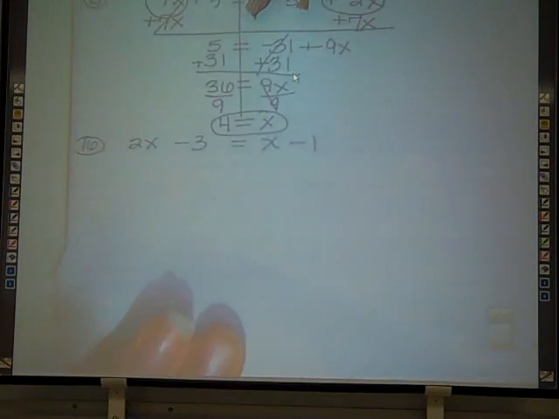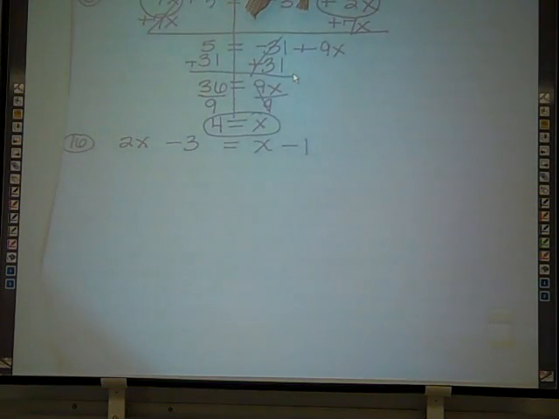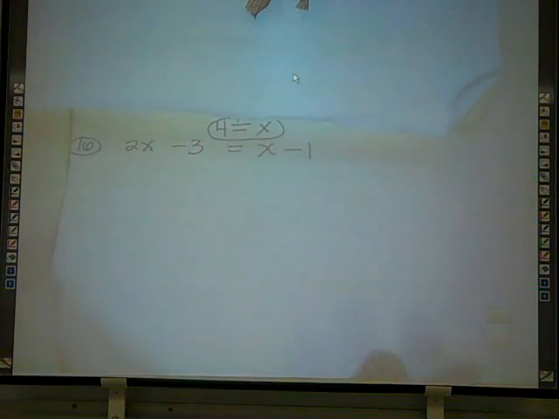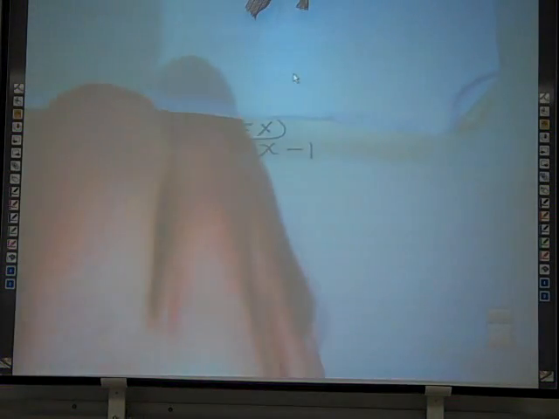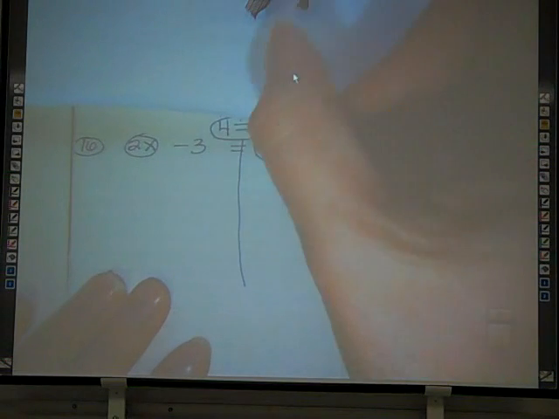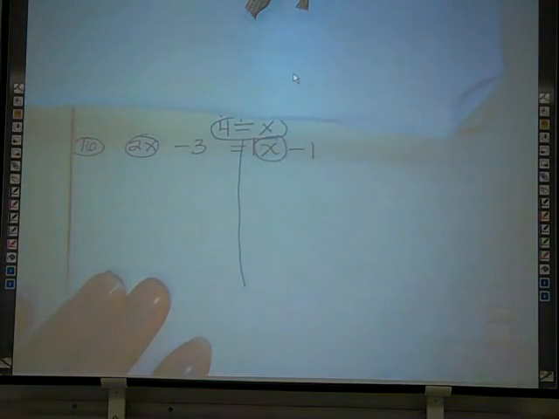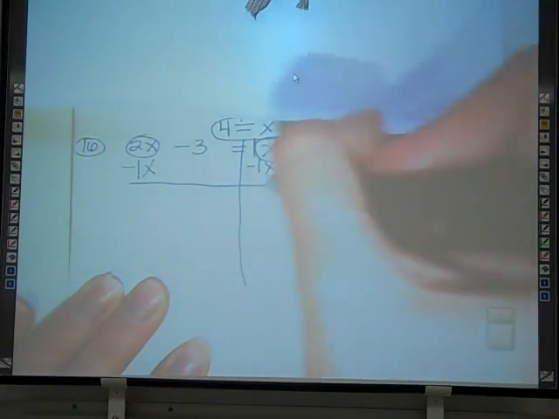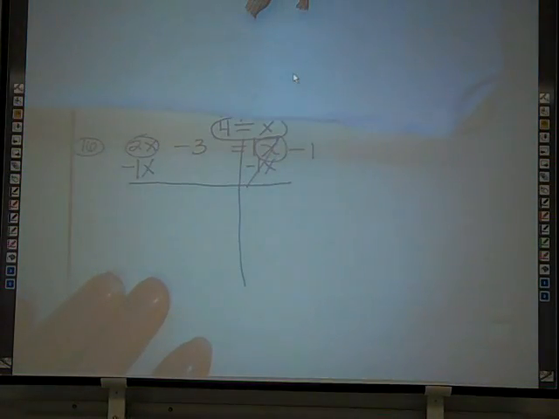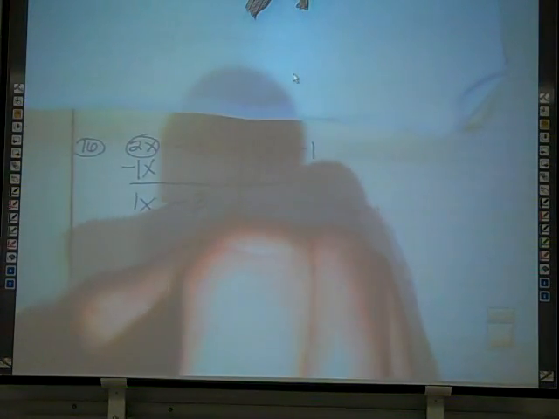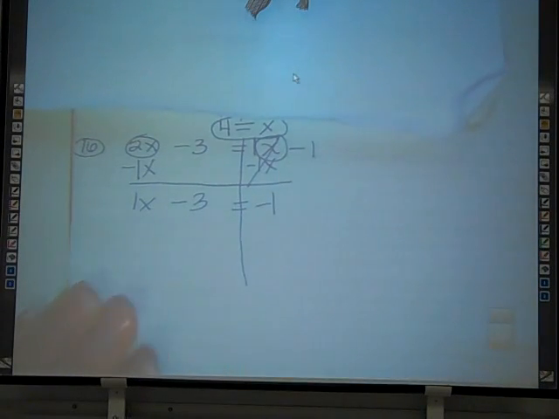Last one, number 16. Number 16, we're going to circle our two terms with letters. Now, the number in front of the x, remember, is 1. That's the smallest number, so we are going to subtract 1x from both sides. 2x minus 1x is 1x. Everything else, just rewrite. Now remember, that negative sign has to stay with the 1.